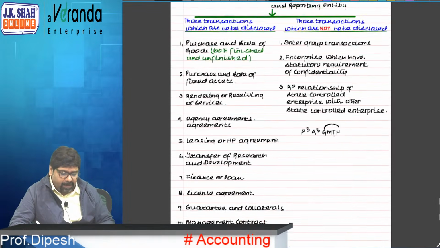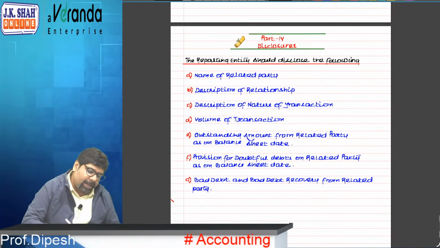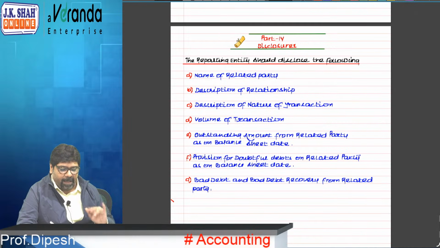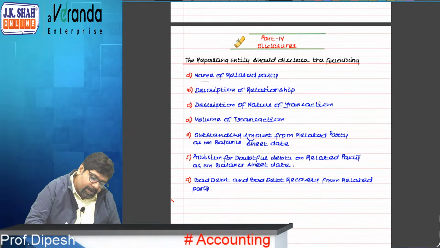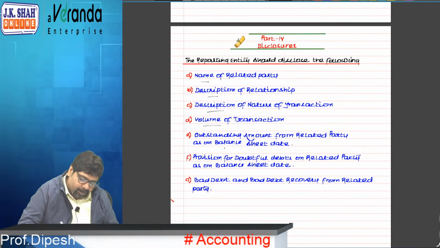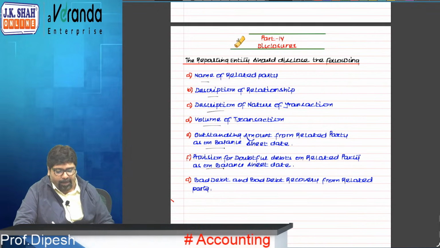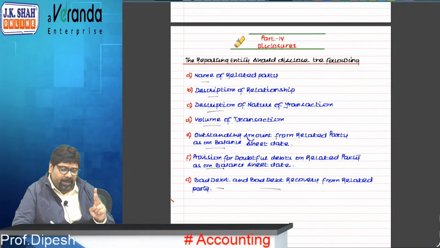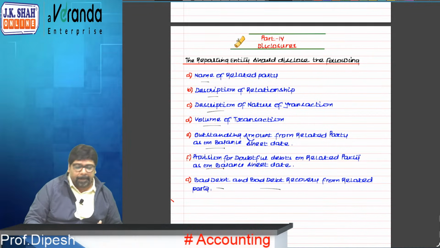Correct? What you are supposed to disclose? Name of related party, description, address, value, amount, everything. Name of related party, description of the nature of the transaction, volume, amount of the transaction, outstanding amount, how much bad debt provision and how much bad debt and bad debt recovery. Name, description of relation, description of transaction, amount of transaction, money outstanding, provision for doubtful debts, bad debt recovery.